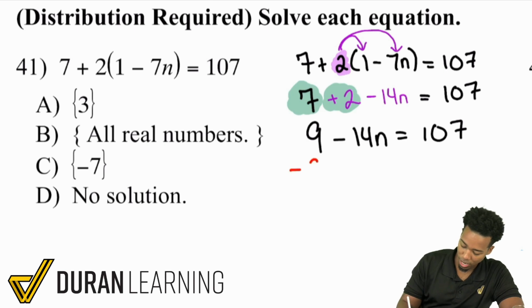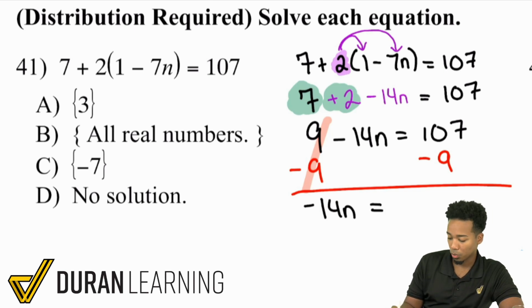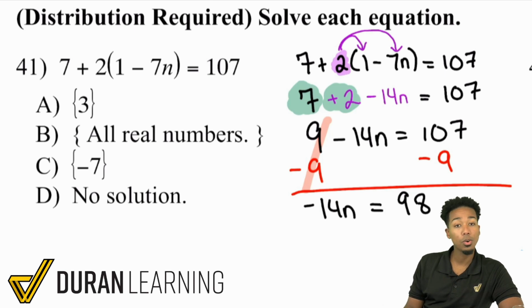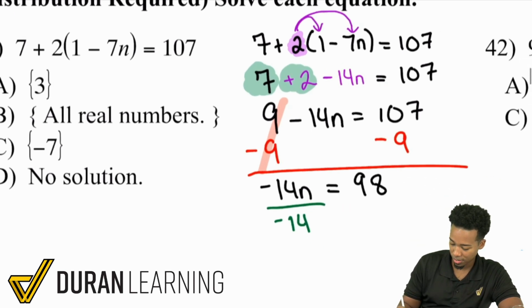So here, subtract 9 on both sides. Right there, that's going to cancel on the left side, giving us negative 14n equals 107 minus 9, which would give us 98. All right, sweet. So we have negative 14n equals 98. And so what we have to do now on both sides is going to be divide by the negative 14. Right over here and over there.